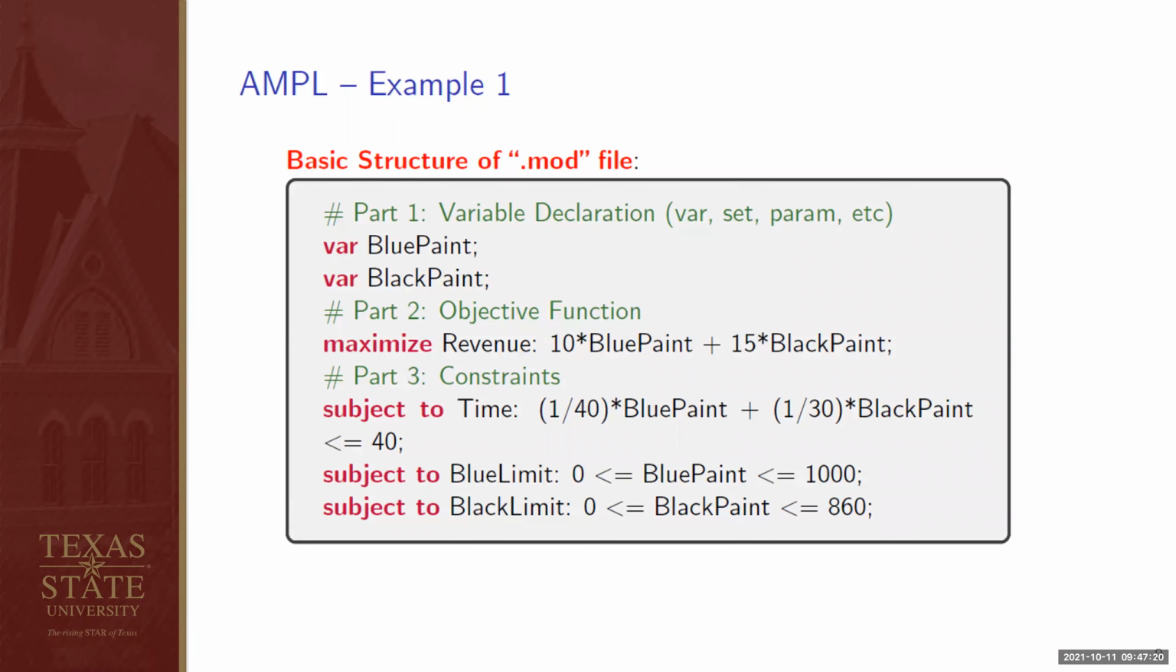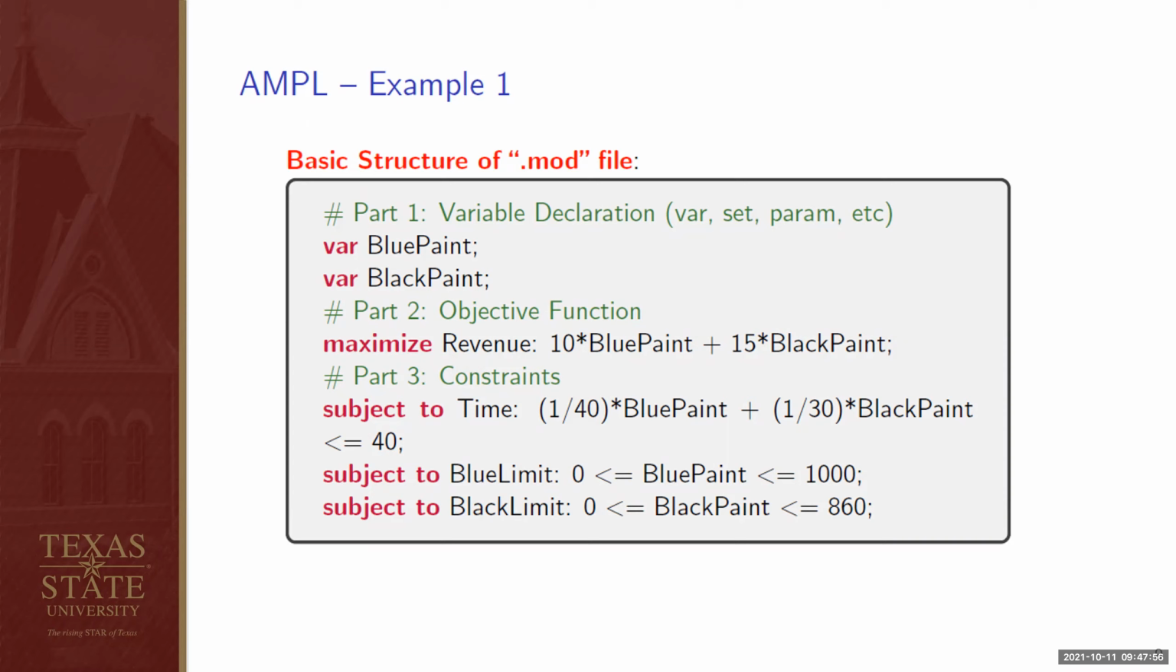So this is the basic structure for the MOD files in AMPL. We have first, and you see those in green, those are comments. Those are not part of your code. These are here just to provide additional information. So the first part in your code is to declare the variables. As you can see, we have two variables, and each one of them has a unique name. So we have blue paint and black paint.